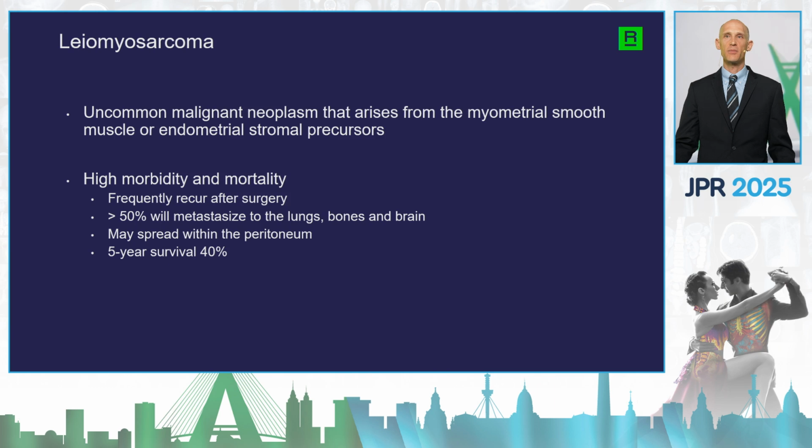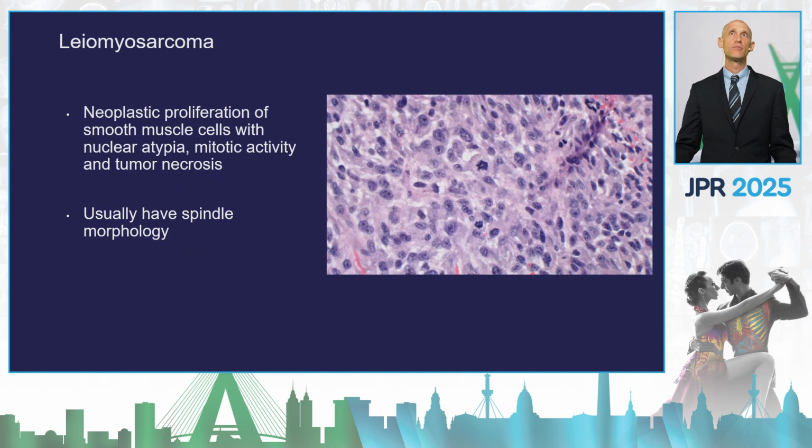Okay, our last topic is going to be the malignant end of the spectrum, which is leiomyosarcoma. These are uncommon malignant neoplasms that arise from the smooth muscle or potentially endometrial stromal precursors. They are bad tumors with a high morbidity and mortality. They frequently recur after surgery. They often metastasize, and they have a relatively poor 5-year survival.